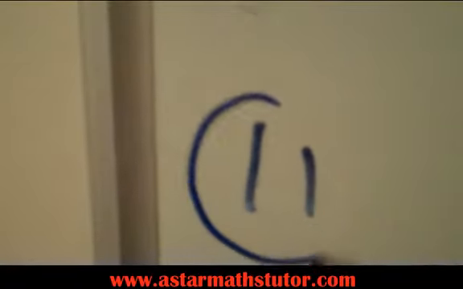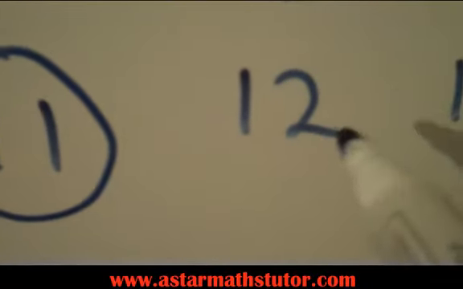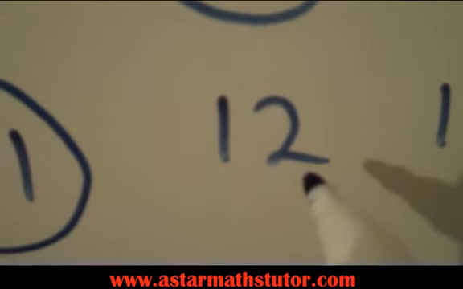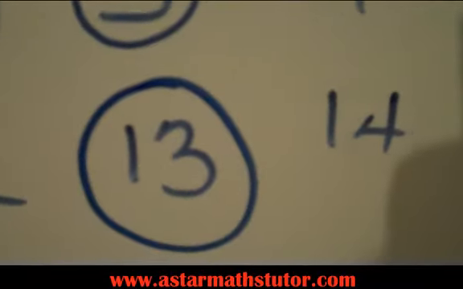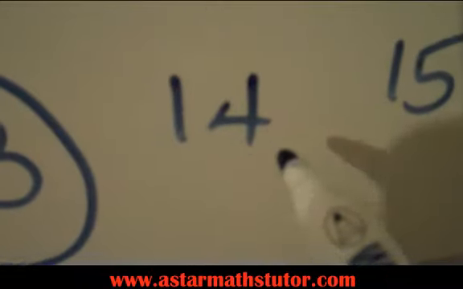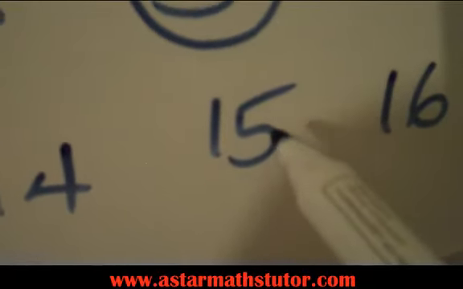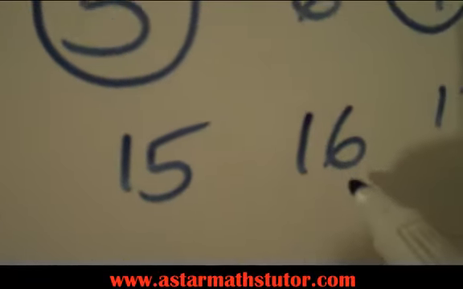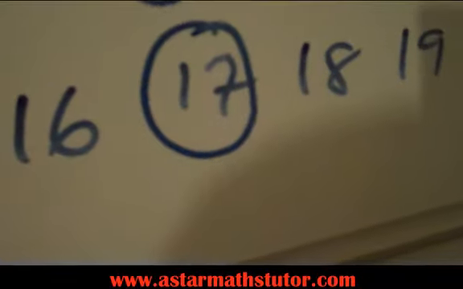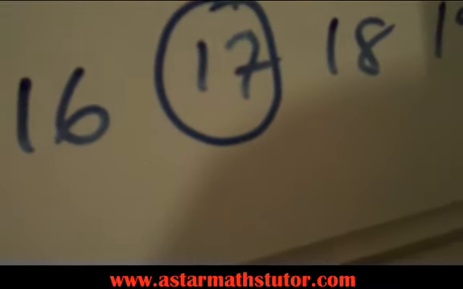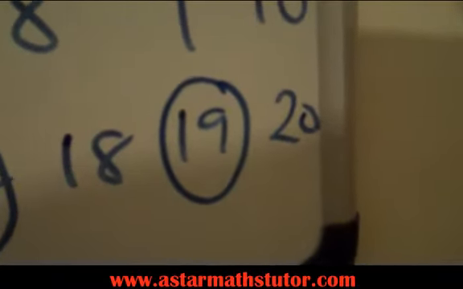And then 11 is a prime number because there's no number that can divide 11 except 11 and 1. 12 is not a prime number because 12 can be divided by 2, by 3 and by 6. 13 is a prime number because the only numbers that can divide 13 are 13 and 1. 14 is not a prime number because it can be divided by 2 and 7. 15 is not a prime number because it can be divided by 3 and 5. 16 is not. 17, yes, there's no number that can divide 17 except 17 and 1. 18 is not a prime number. 19 is a prime number because it can be divided by only 19 and 1. And 20 is not a prime number.